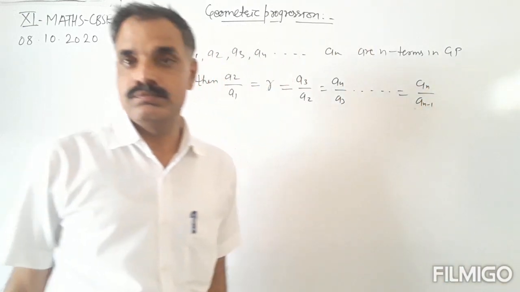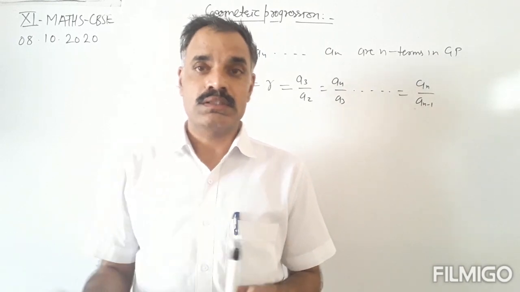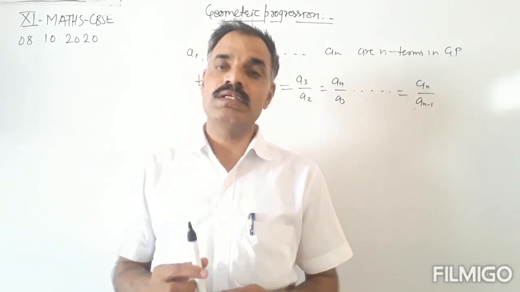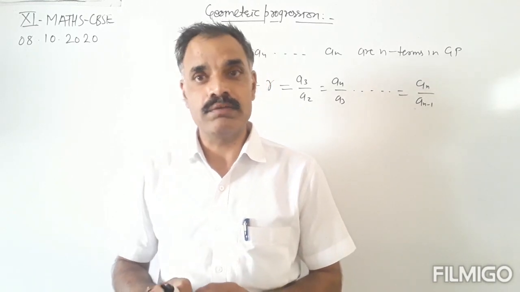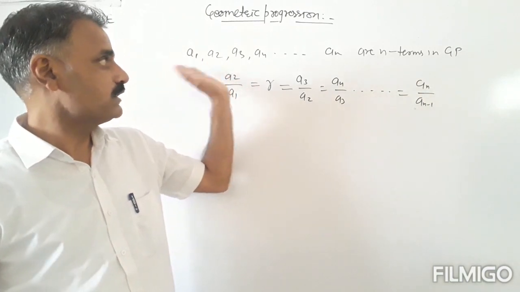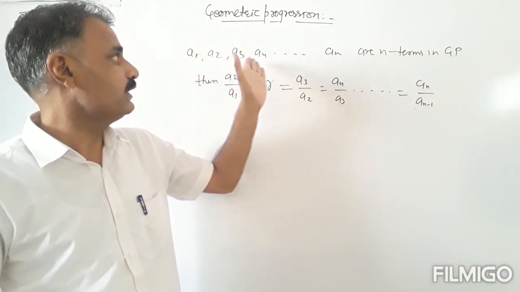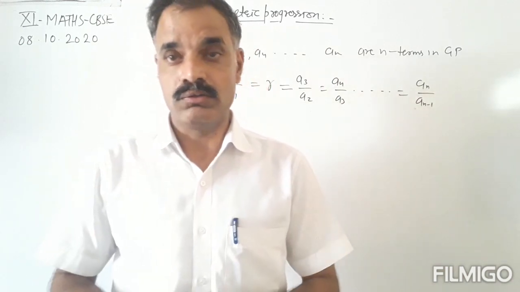Means when the ratio of succeeding term to the preceding term is always the same, then the progression is said to be the geometric progression. Okay, so this sequence A1, A2, A3, A4 and An is said to be the geometric progression.